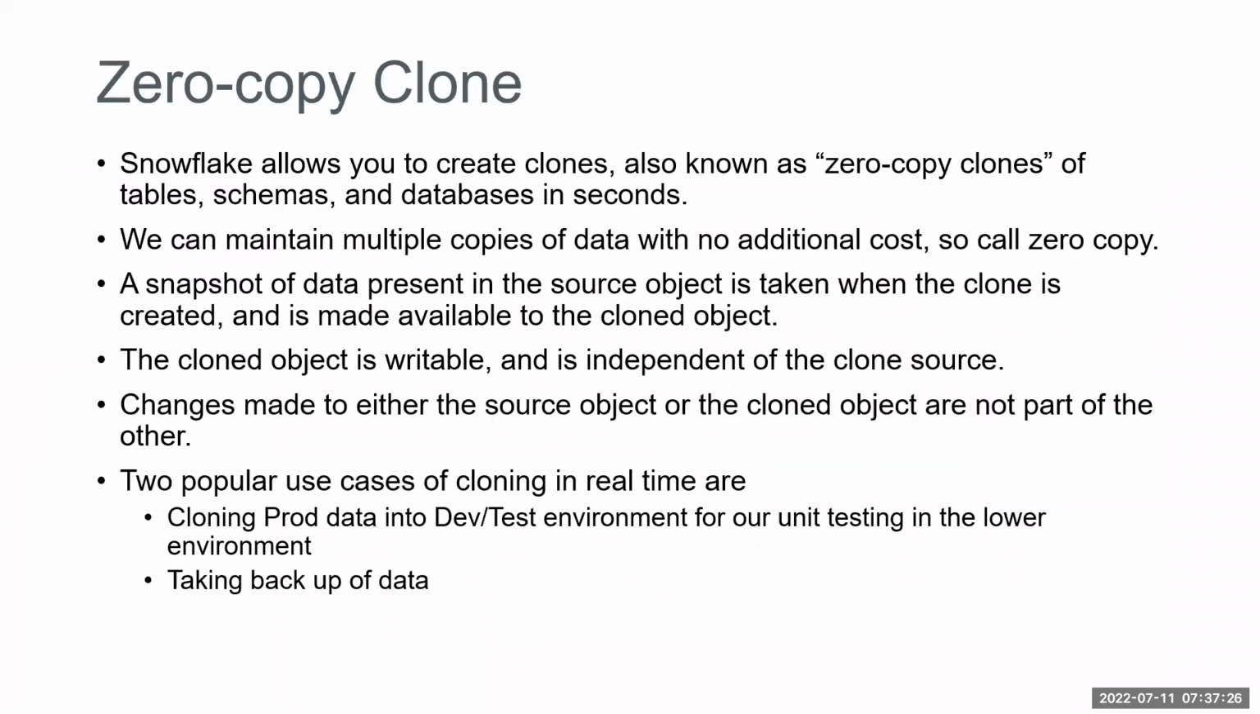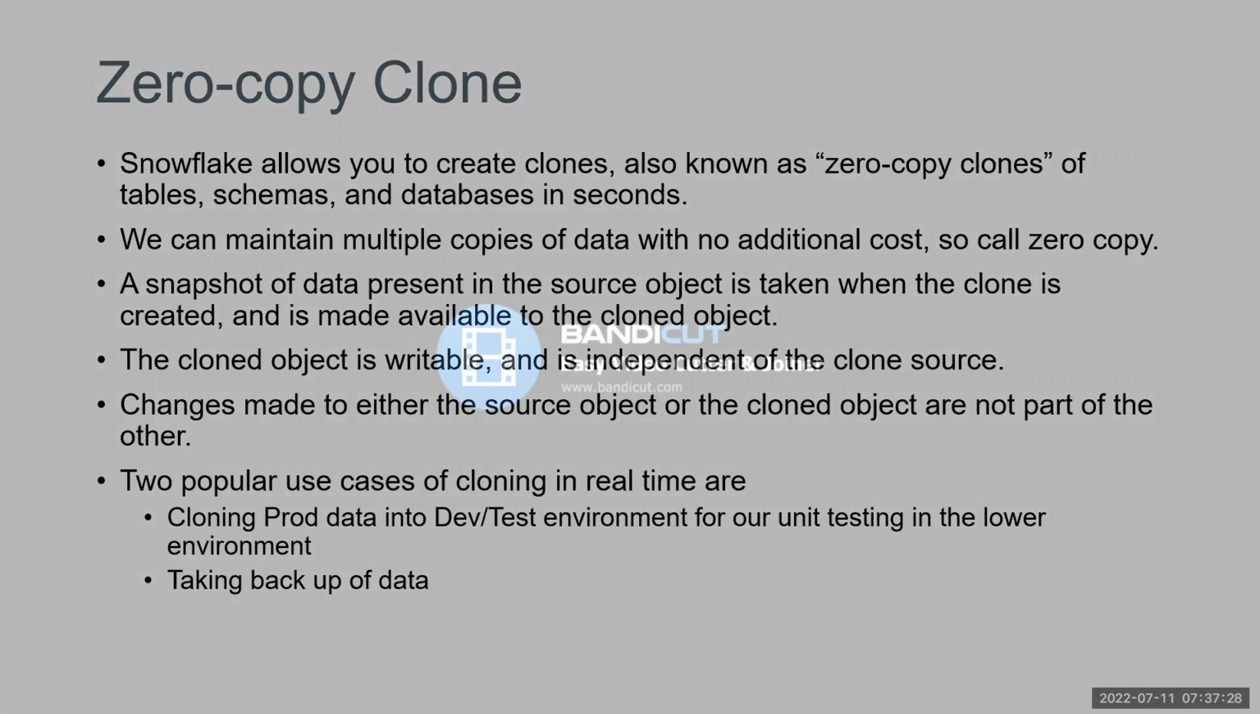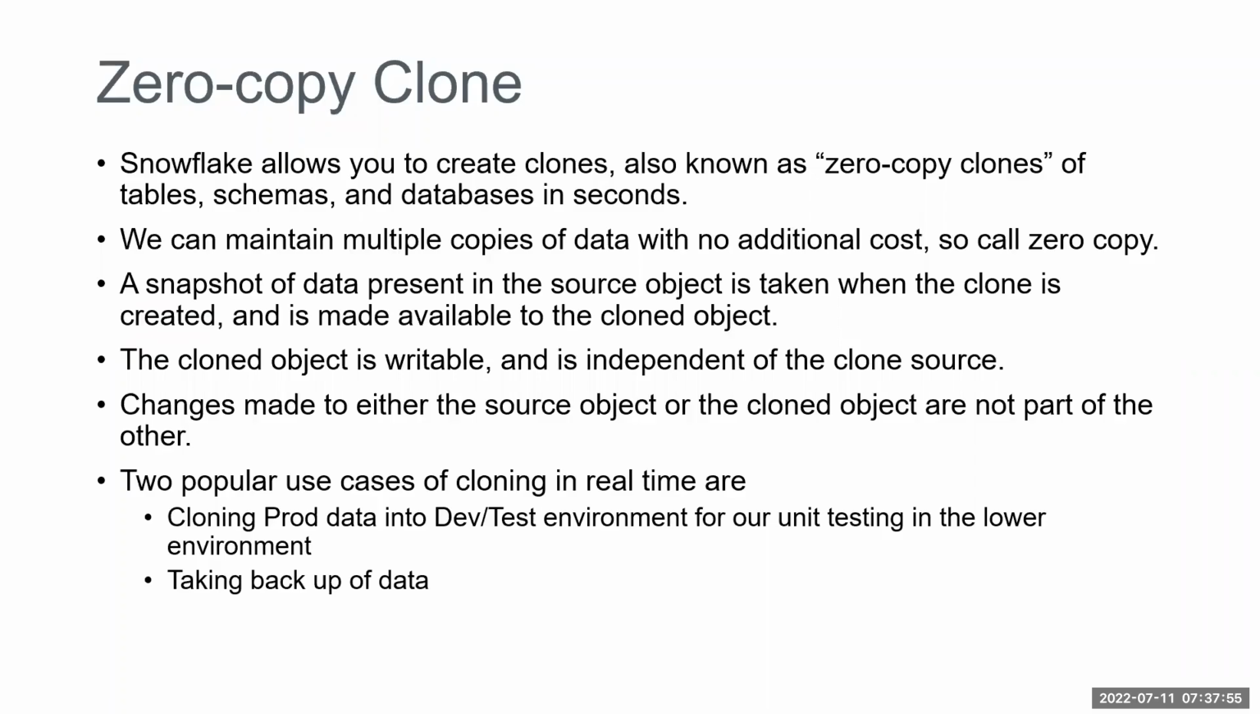So first thing, what is zero copy cloning? A clone can be any object derived from the source object, and it is the same as the source object. Like that, in Snowflake, it allows cloning. That means there are multiple database objects like tables, schemas, and databases, and in Snowflake, we can clone them.